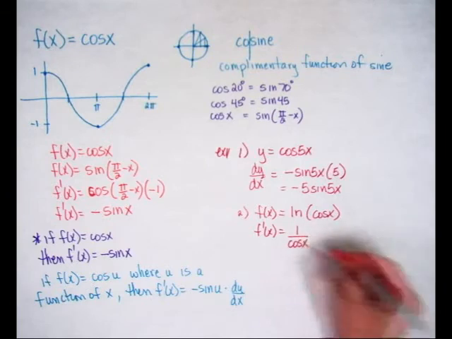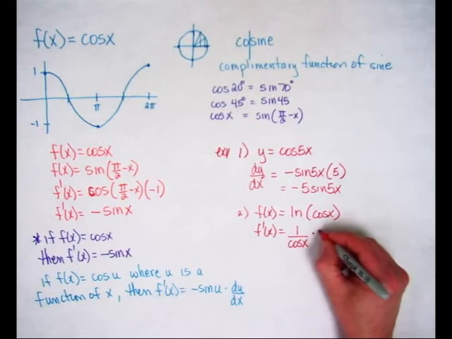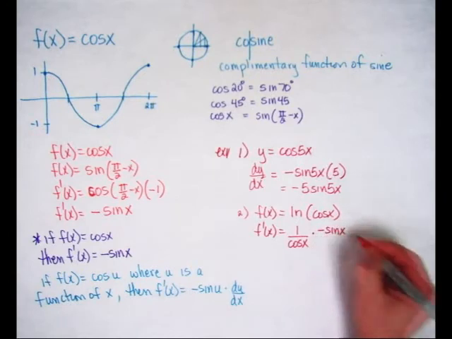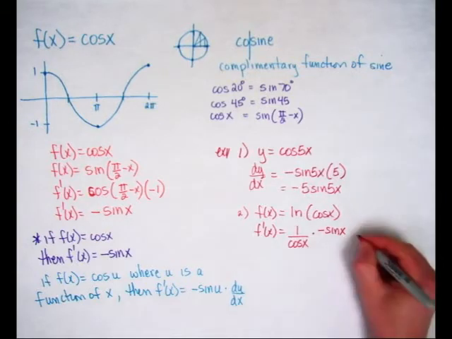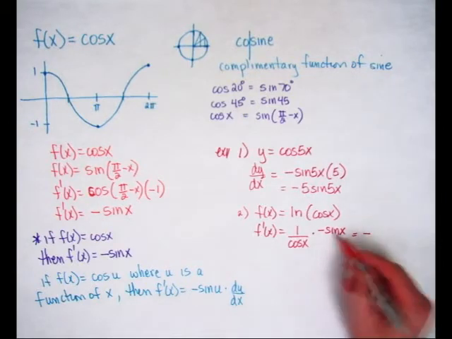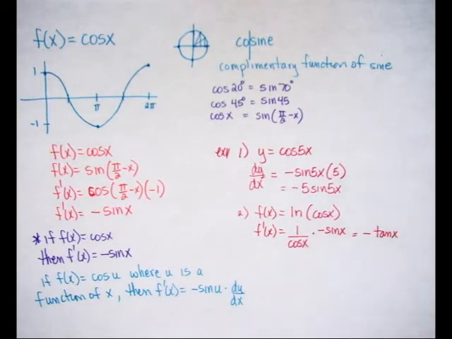So this is going to be 1 over cos x times the derivative of the argument, which would be negative sine x. And you know I mentioned earlier that often these answers can be simplified with identities. Well, here's another example. We now have negative sine over cos, which is an identity, which is tan. So just be careful with that, because often answers can be simplified using identities.